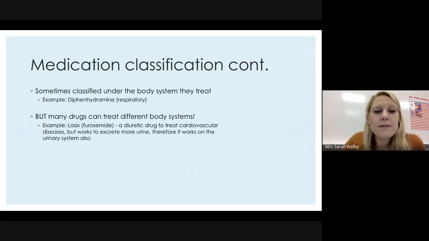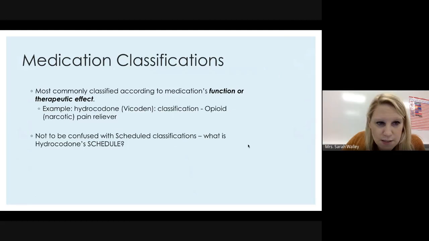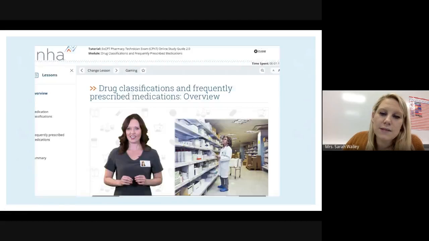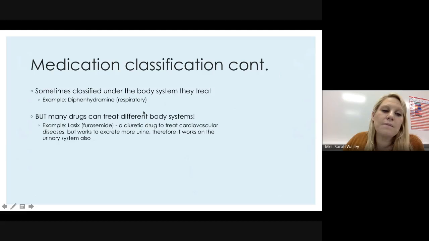Sometimes they're classified under the body system they treat, but most of the time it's function or therapeutic effect. For example, the therapeutic effect of Vicodin is a pain reliever. So that's what it is, a narcotic pain reliever is the medication class. But sometimes it's under the system they treat, but mostly not. There's a few exceptions. For example, you could classify diphenhydramine under respiratory, but most of the time, if you Google it, it's going to come up a specific classification. Like diphenhydramine would actually be an antihistamine. So the antihistamine would be the classification. But many drugs can treat different body systems.